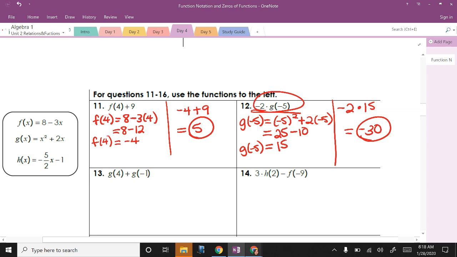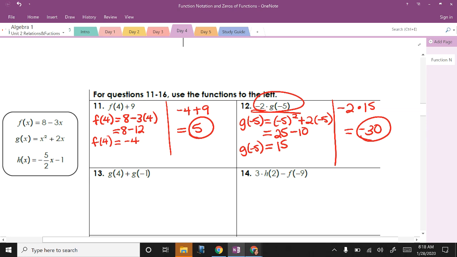Y'all see how I did that? Plug in where you got to plug in and then substitute for that number. Now that we knew what g of negative 5 was, it's just the number 15. You just multiply negative 2 times 15. Does that make sense? So you just plug in and then plug in again, basically.